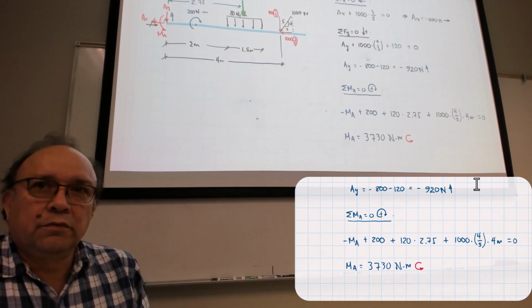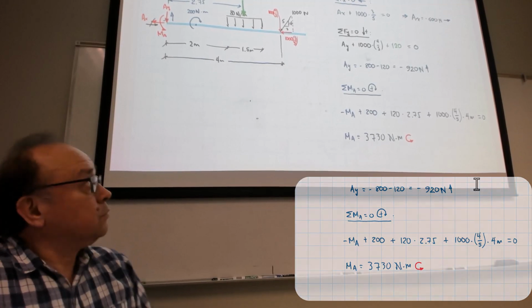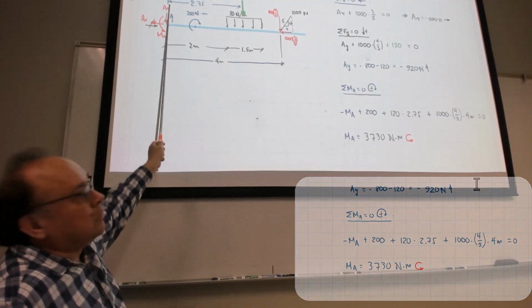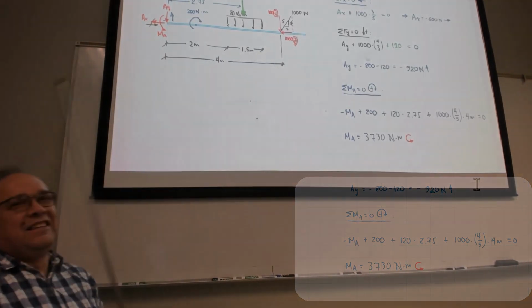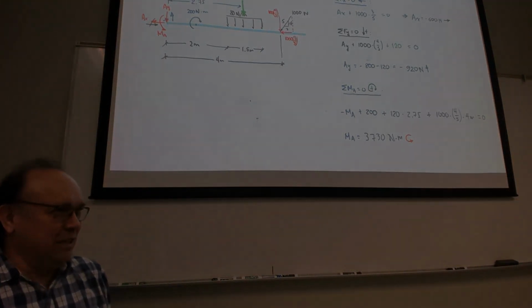Good. That's the distance from the concentrated load to point A. Oh, we can already. 2 meters plus about half. Let's already catch me by surprise. Okay.